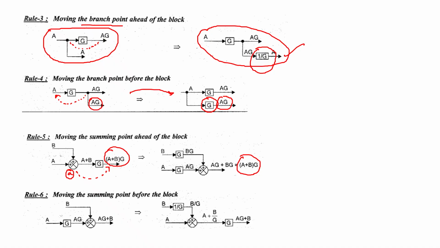Rule number 6, moving the summing point before the block. Let us say the summing point is located here and we are supposed to move the summing point after the block G. Then the equivalent form of the block diagram is obtained by adding a block 1 by G in the flow of signal B, which does not alter the output AG plus B, which is available in the same output of the equivalent form.